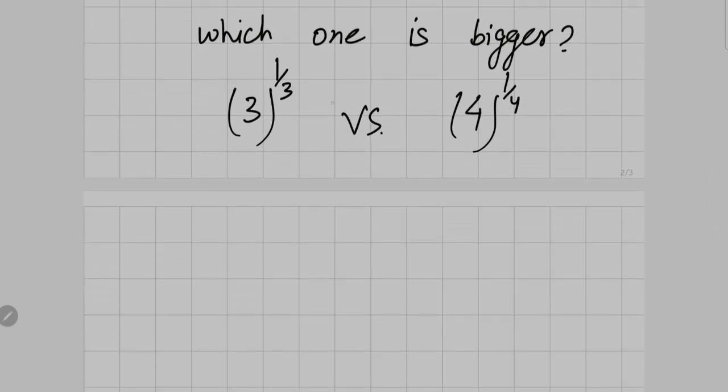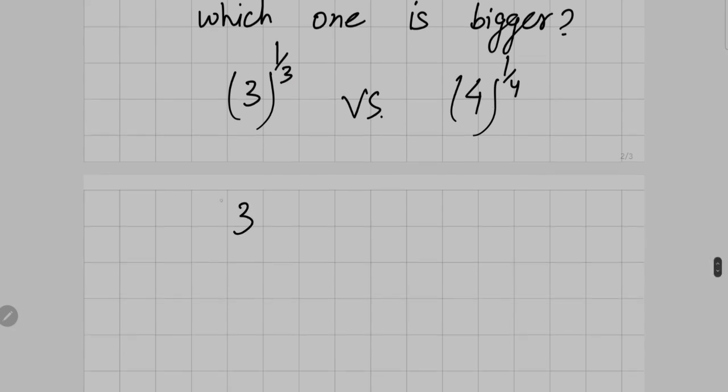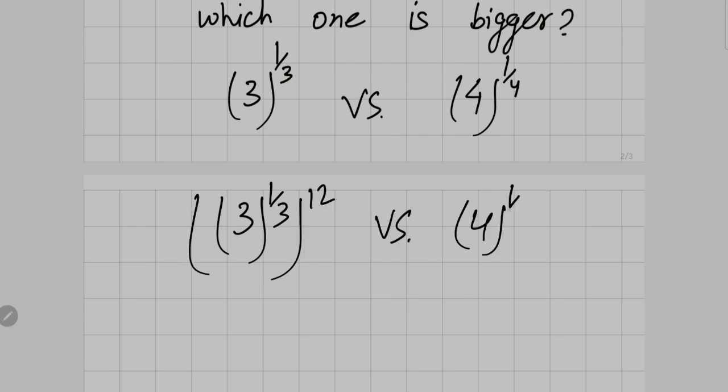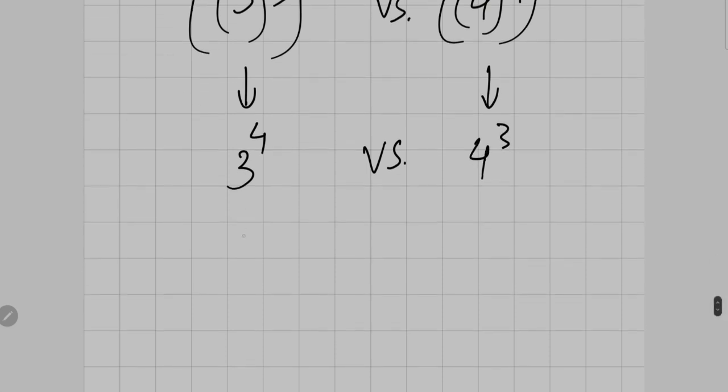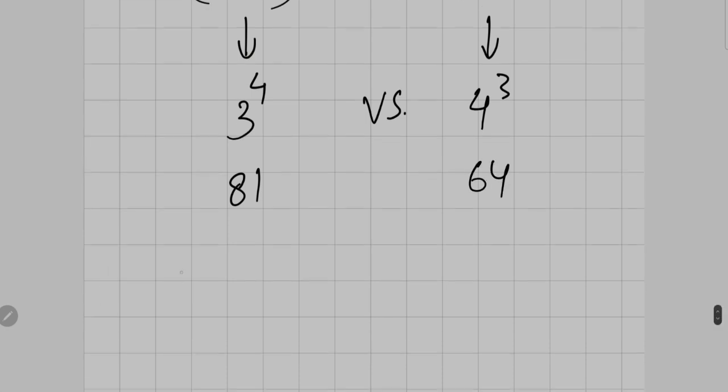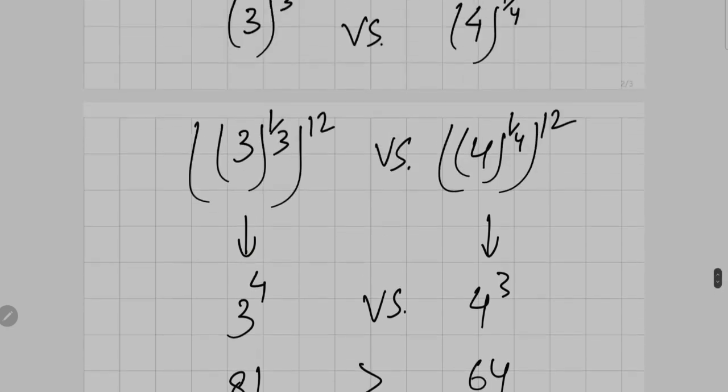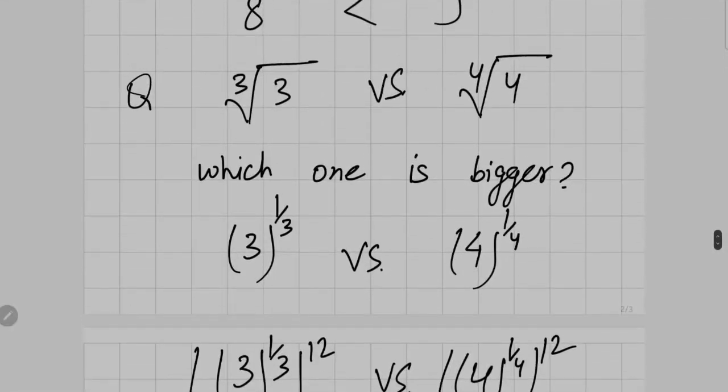So the LCM, least common multiple, of 3 and 4 is 12. Taking both sides to the 12th power: 3 to the power 1 third, to the power 12, and 4 to the power 1 fourth, to the power 12. This expression becomes 3 to the power 4, and this one becomes 4 to the power 3. 3 to the power 4 is 81 and 4 to the power 3 is 64. So 81 is bigger than 64. This means third root of 3 is bigger than fourth root of 4.